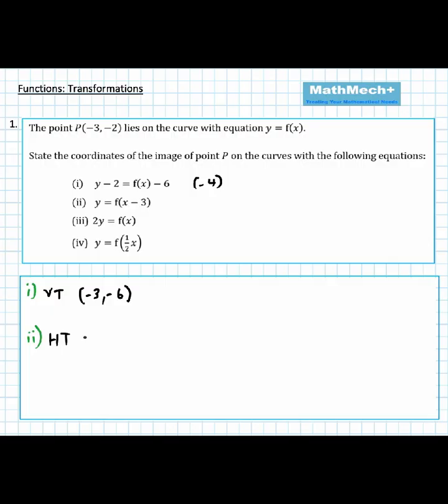Next one, we have inside the brackets a minus 3, so it's a horizontal translation. So anything inside brackets will affect the x. So we end up with 0, minus 2, 3 minus 3.